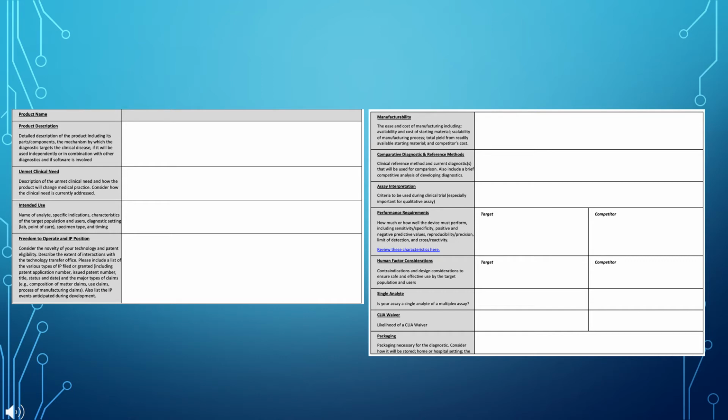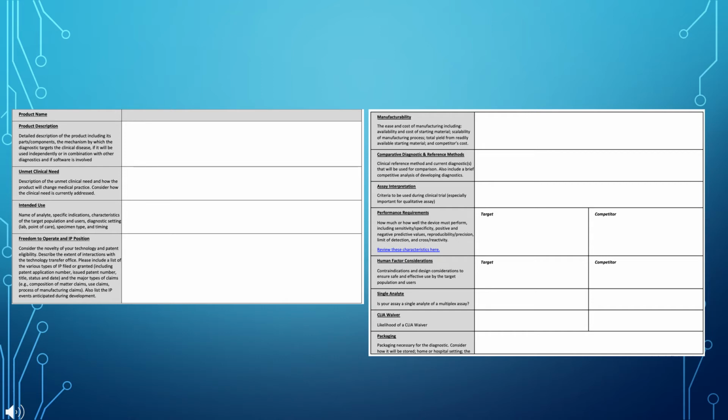Comparative diagnostic and reference methods. So for every good test, there's a positive and negative control, and understanding how you can measure your outcome relative to known standards is going to be essential. Assay interpretation. What ultimately is required for this assay to be performed? Does it need a PCR machine? Does it require real time? Does it have a lateral flow assay component that is required as well?